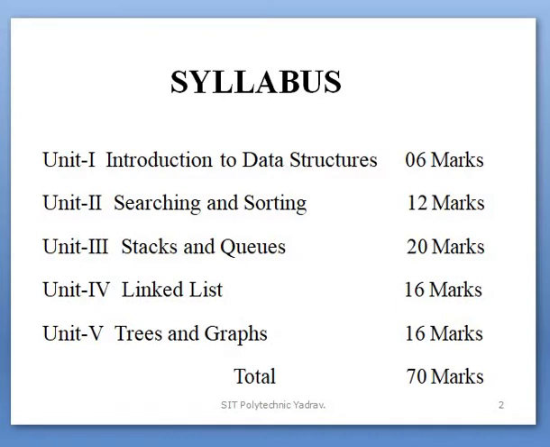There are a total of 70 marks for the subject theory exam. The paper is written out of these 70 marks. In the syllabus, up to the previous lectures, unit number 1, Introduction to Data Structures, for 6 marks, is completely over. Now in this lecture we start a new chapter, a new unit. That unit number is 2, and its name is Searching and Sorting, for 12 marks.